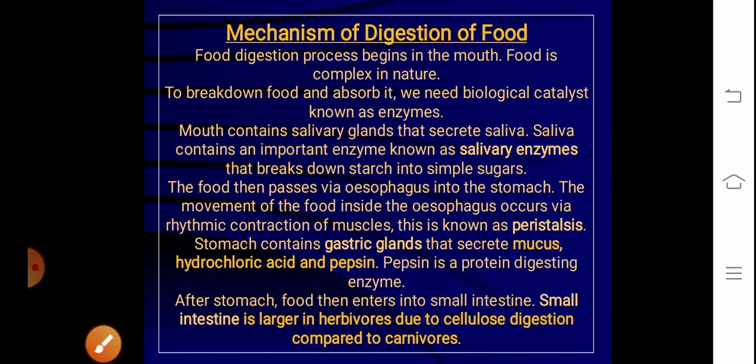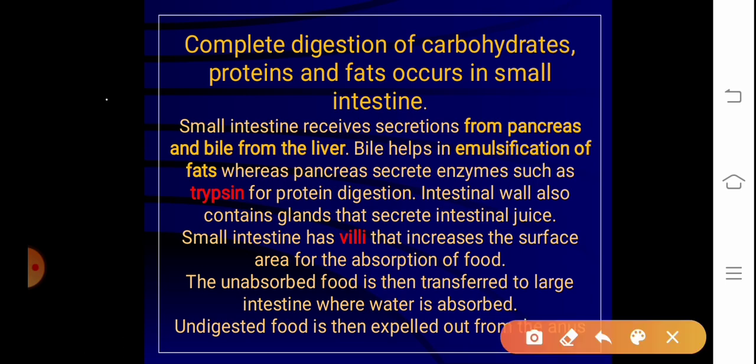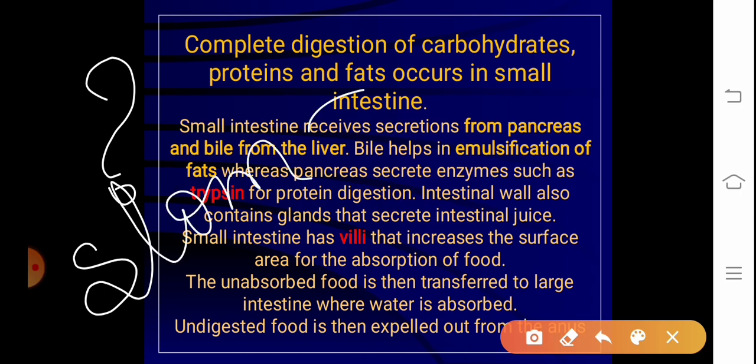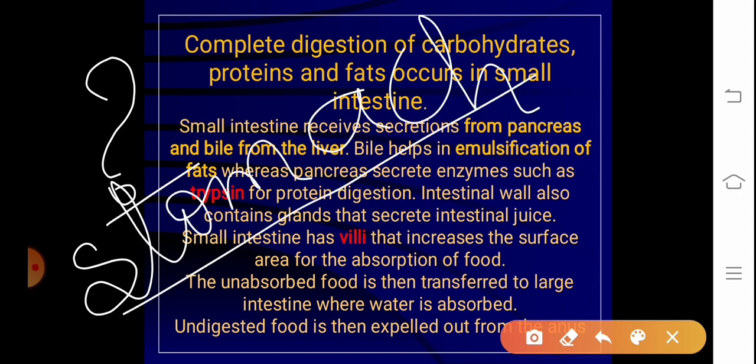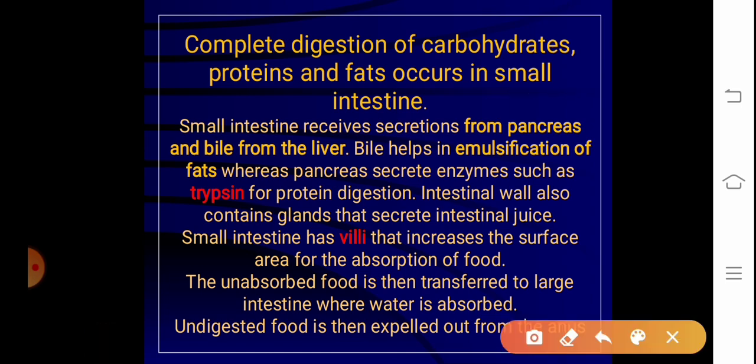So next, the important thing is, before understanding the next topic, I'll ask you a question: does the complete digestion take place in the stomach? Do you have any idea about this? No, the complete digestion does not take place inside the stomach. Rather, it takes place in the next step, that is the small intestine.